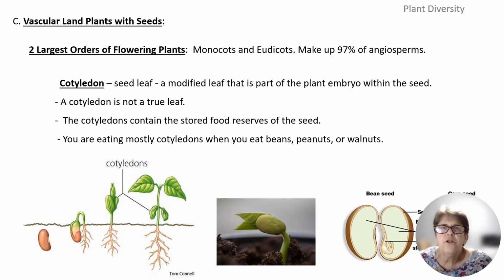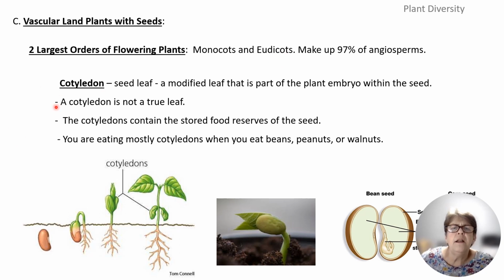So the two largest orders of flowering plants or angiosperms are monocots and eudicots, and these make up 97% of angiosperms. So you may have learned monocots and dicots before, and then there was a little bit of taxonomy change, getting rid of dicots and then going back and taking out a little group of it. So there it is now. Eu means true, so true dicots. Mono means one and di means two, and cots is short for cotyledons. So that's really monocotyledons and eudicotyledons or dicotyledons.